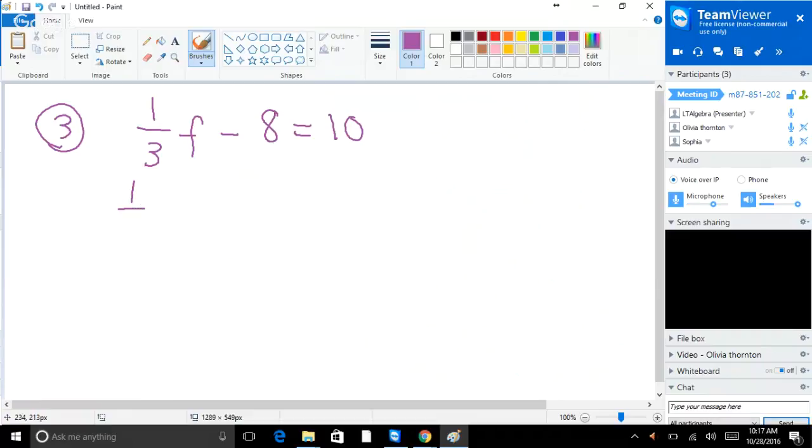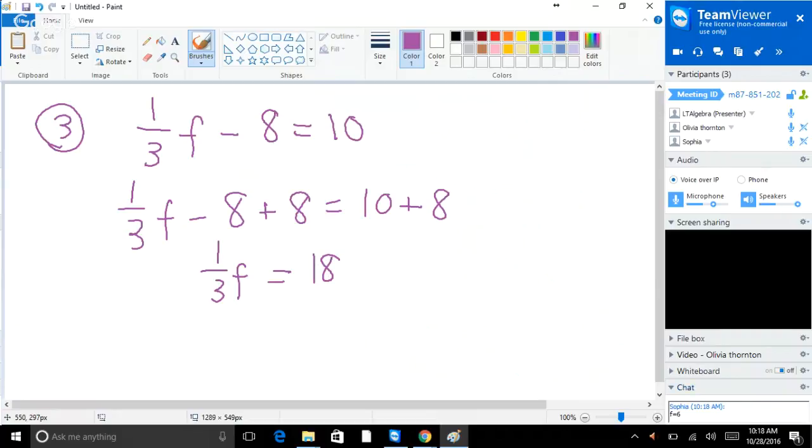So you want to get rid of the 8, right? Subtracting 8, and you're going to do that by adding 8 to both sides. Okay, so then we're going to get 1/3 f equals 18.